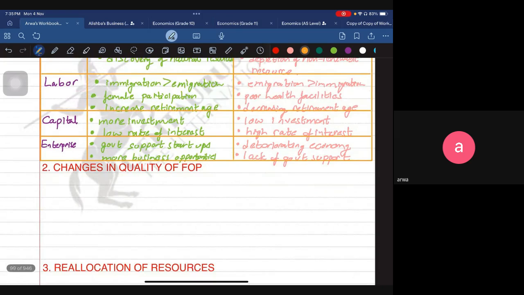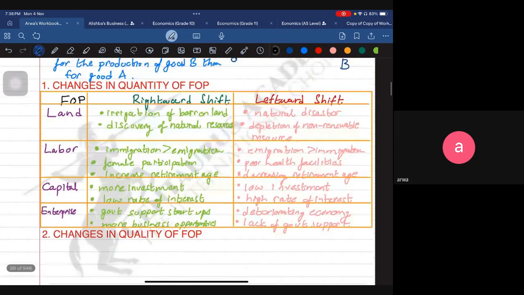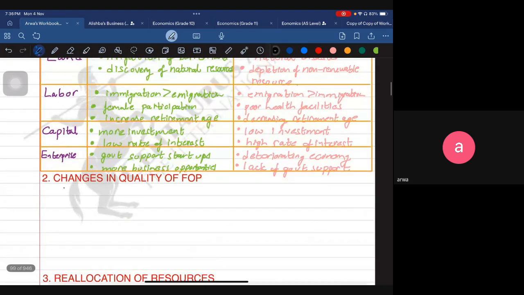Changes in the quality of factors of production. Here we are going to talk more about the increase in the quality of the factors, which will basically make you understand the whole topic. So we do not need to go into the depth of the right and left version. The factors of production are going to be here, and the quality factors that we are going to discuss are going to be here.